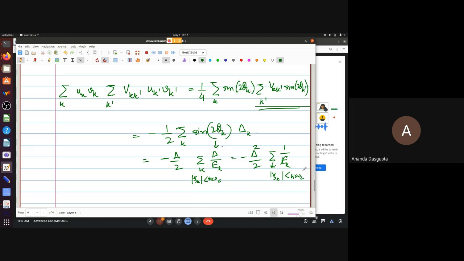What is this? It is 2 by V naught. This was our gap equation basically. So the sum of this is actually 2 by V naught. So this actually works out to minus delta squared by V.